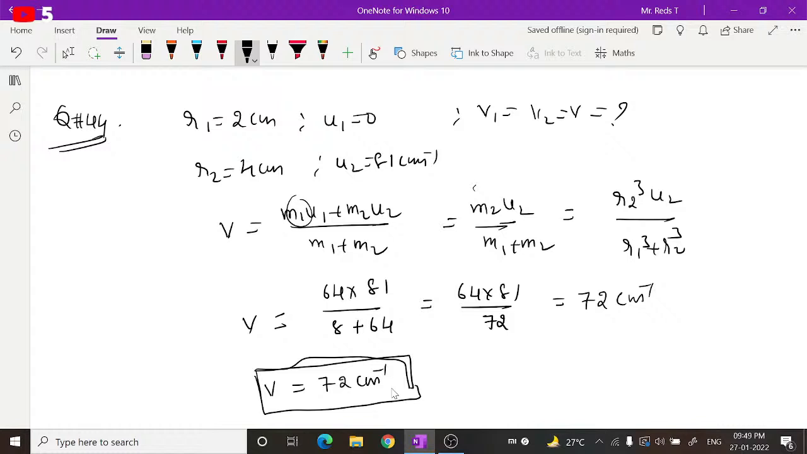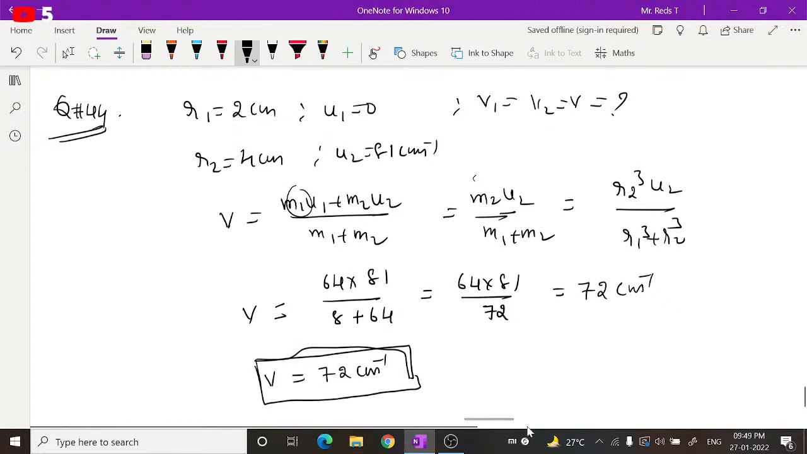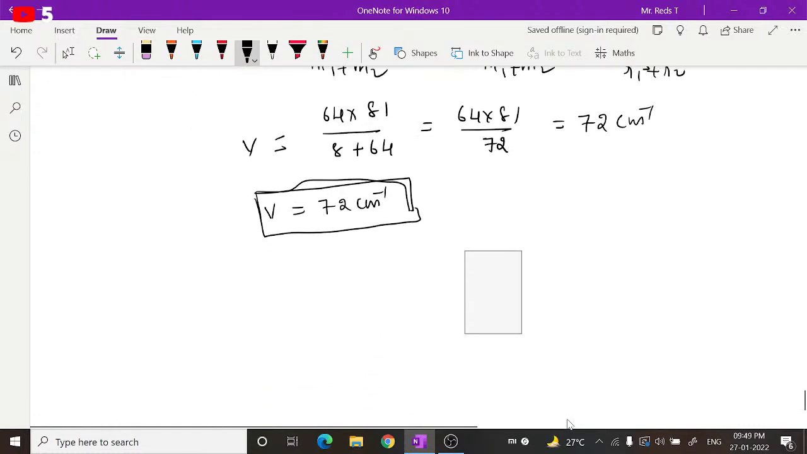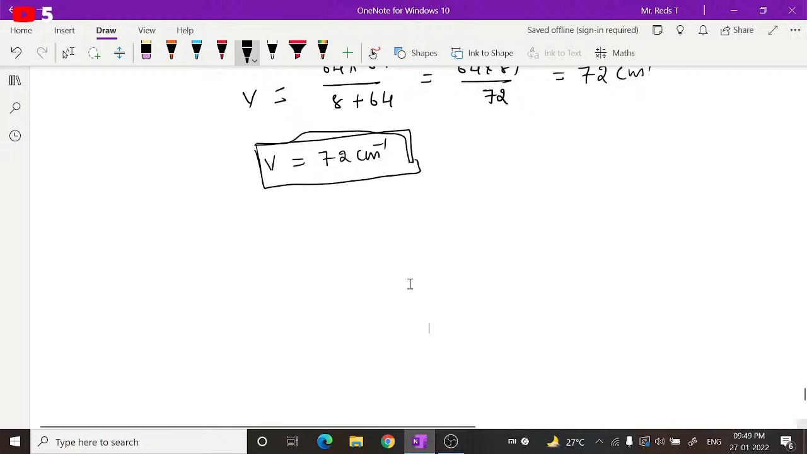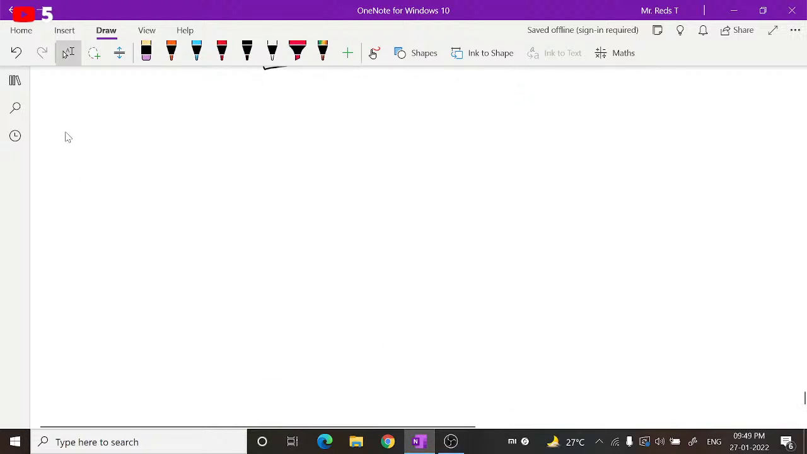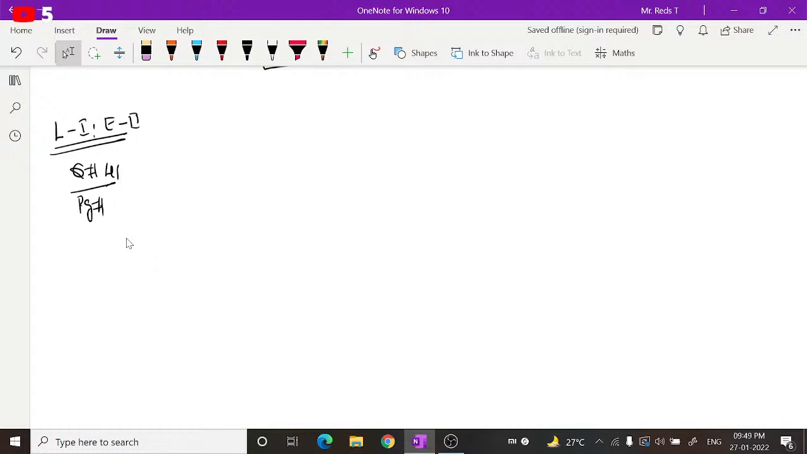Question number 41, page number 42. So what is given here?